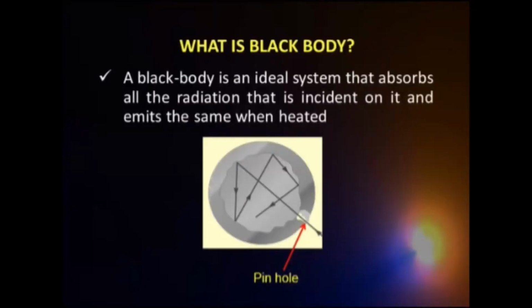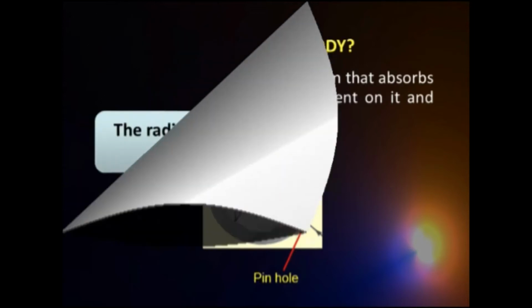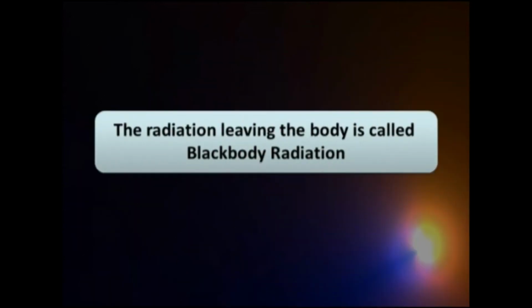And if I heat it in turn, the radiation that comes out of such a body will be giving all possible radiations. Such a body, which is a perfect absorber as well as a perfect emitter, is called a blackbody. So, the radiation which comes from such a body is called blackbody radiation.